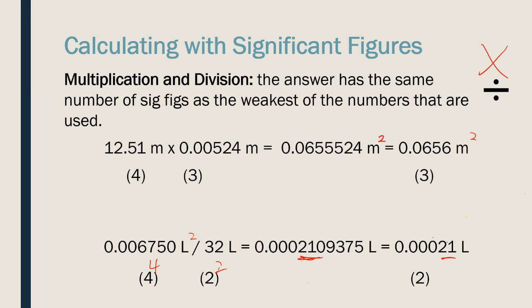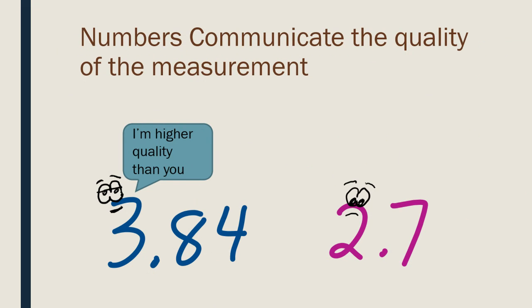When you're calculating with significant figures, you have the weakest link. One of the 2 will be the weakest link, and that's what you round your answer to, because your answer can't be like this. If you had this as your answer, that implies you measured to all those places, and you didn't. You only measured to 2 places. You only stopped at 3. So you have to cut it off. All right, so remember, numbers communicate the quality of the measurement.